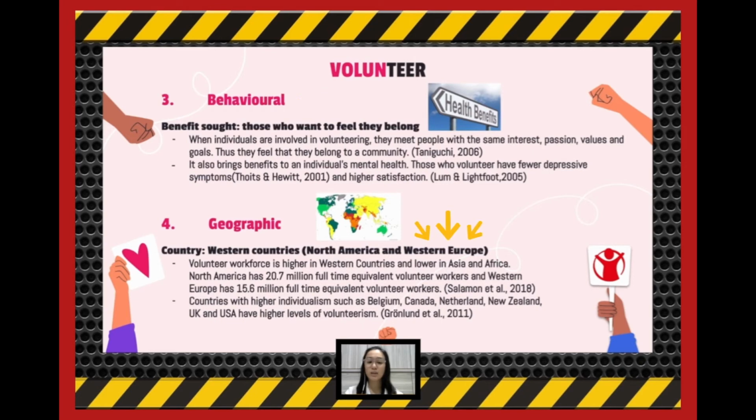Lastly, geographic. In comparison between Western countries and Asian countries, the volunteer workforce is higher in Western countries and lower in Asia and Africa.